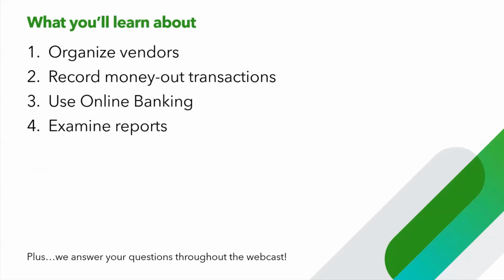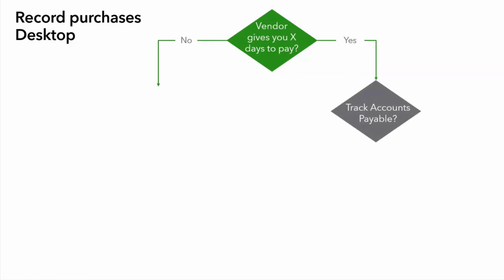So let's back up a little bit and let's go ahead and review our money out workflow in desktop. Now, when we're talking about money out in desktop, we have one very important question to ask ourselves. Does the vendor give us time to pay? And we can answer that question with the yes or no answer. Let's explore the yes side of this workflow first. If the vendor gives us time to pay in desktop, we need to make sure here that we're tracking accounts payable. If we're not, we'll just go to the other side of the workflow.